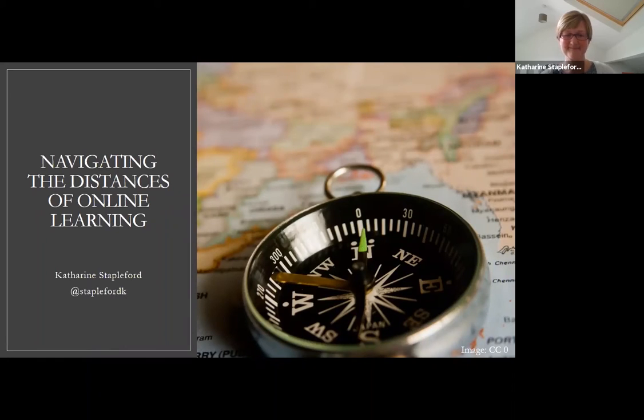So the presenter today is Katharine Stapleford. She's my PhD student, a PhD candidate on the program called e-research and technology enhanced learning. She's from cohort 10, and she's writing up her dissertation, which we're going to listen to her talking about in a minute or two.